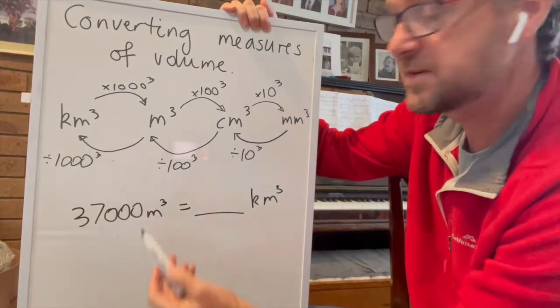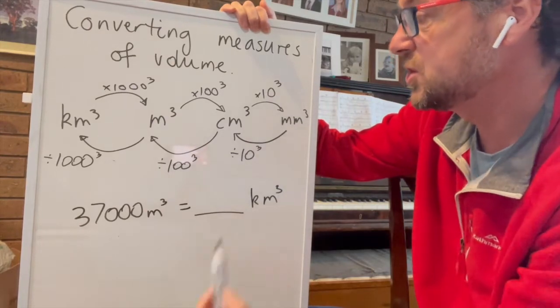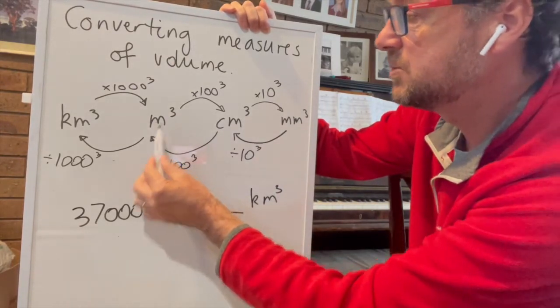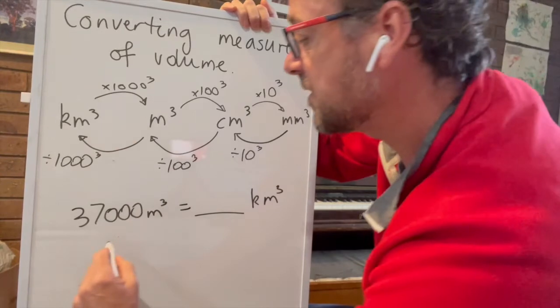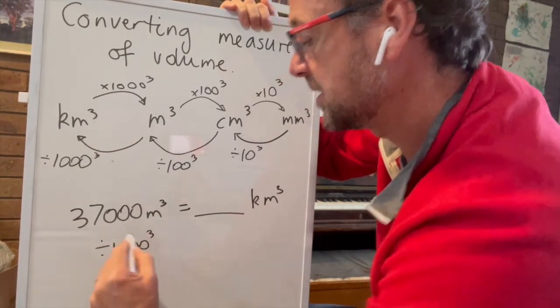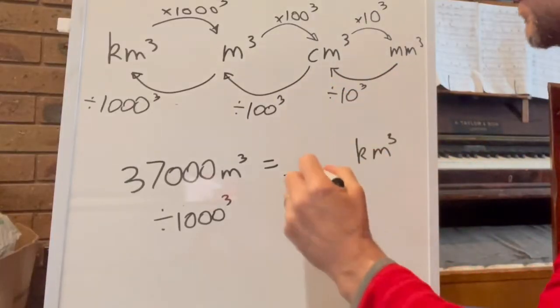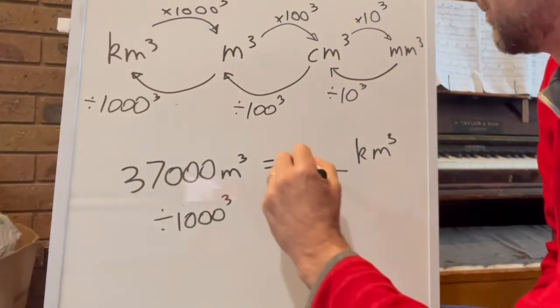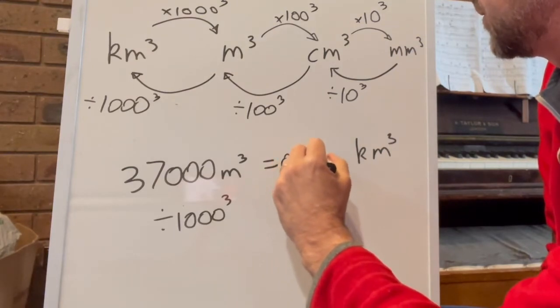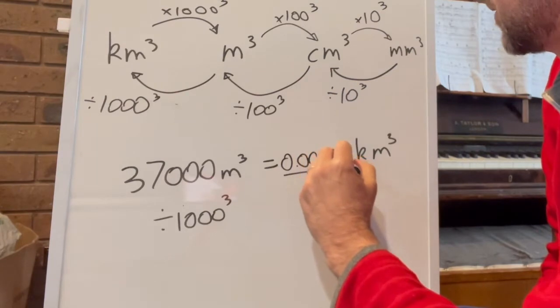So 37,000 metres cubed to kilometres cubed. So we're going from metres cubed back to kilometres cubed. So we're going to divide here by 1,000 cubed, okay? Okay, and that's going to give us 0.000037.